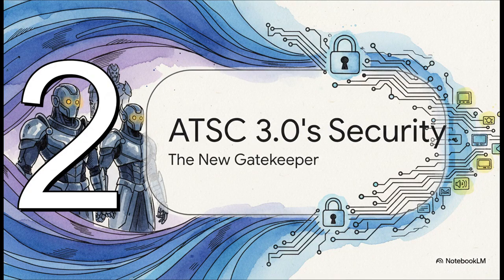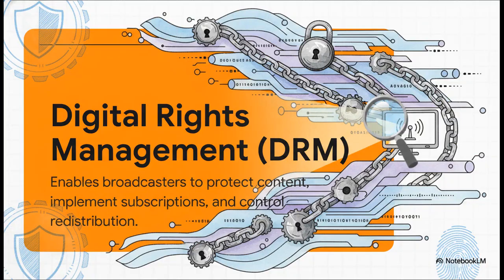So you might be wondering, how does it actually do that? Well, ATSC 3.0 introduces this brand new security layer. It effectively turns the broadcast signal into its own gatekeeper. And right at the heart of all this is something called digital rights management, or DRM. This is the technology that acts as that lock and key we were talking about. It's the framework that gives broadcasters a really powerful way to control exactly who gets access to their copyrighted stuff.